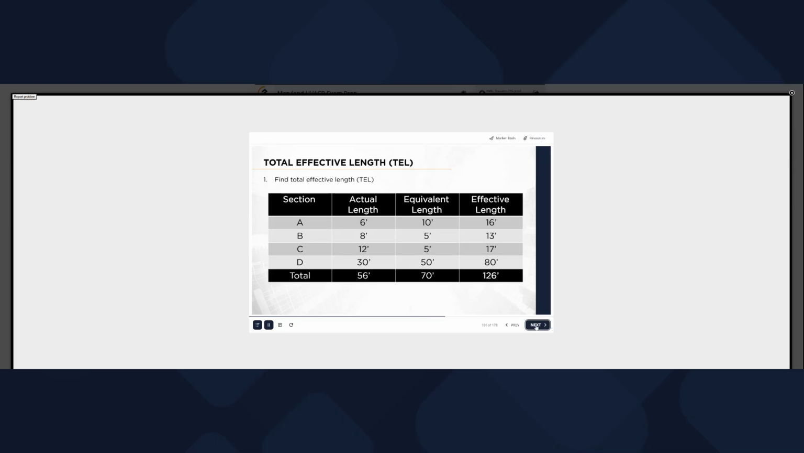The total effective length equals the measured length from the farthest supply outlet through the equipment into the farthest return outlet, plus the equivalent lengths of all turns and fittings. Add all the effective lengths together to get the total effective length. 16 plus 13 plus 17 plus 80 equals 126 feet.